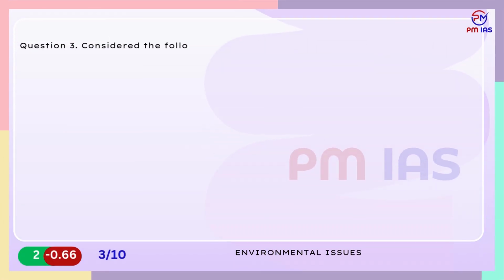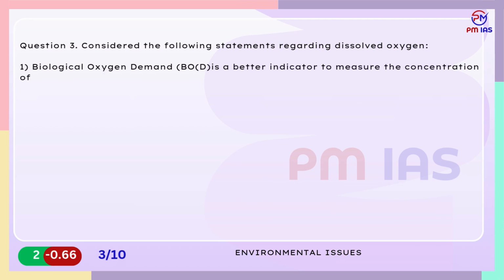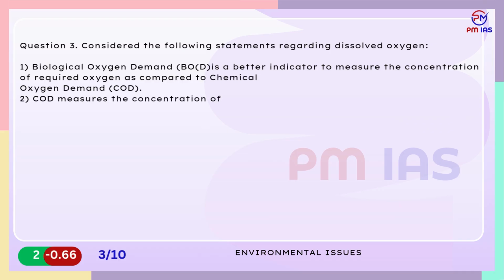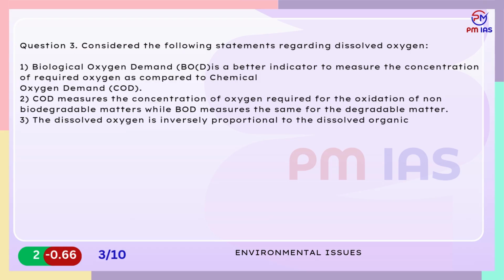Question 3. Consider the following statements regarding dissolved oxygen. 1. Biological oxygen demand, BOD, is a better indicator to measure the concentration of required oxygen as compared to chemical oxygen demand, COD. 2. COD measures the concentration of oxygen required for the oxidation of non-biodegradable matter while BOD measures the same for biodegradable matter. 3. The dissolved oxygen is inversely proportional to the dissolved organic wastes in the water body. Which of the statements given above is incorrect?